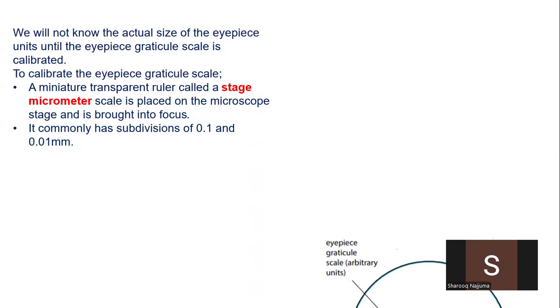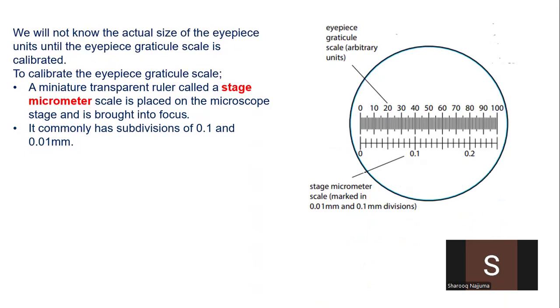For us to calibrate the eyepiece graticule, we are going to use a very tiny miniature transparent ruler called a stage micrometer. So that stage micrometer has divisions, but the divisions are of known units. That is the difference. Remember, the eyepiece graticule was just divisions. We don't know whether they are in millimeters, micrometers, or nanometers. But when it comes to the stage micrometer, its divisions are of particular units that are known.